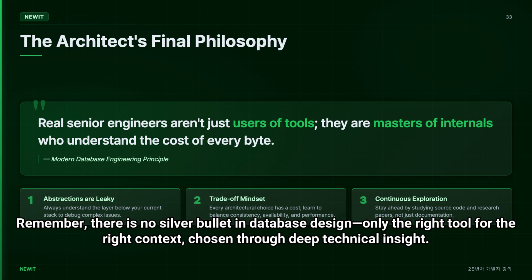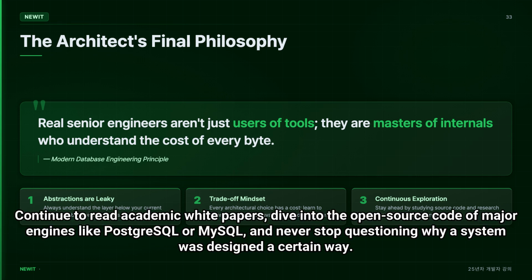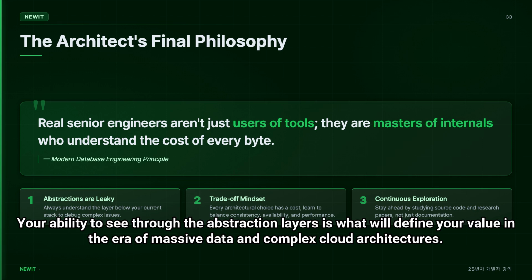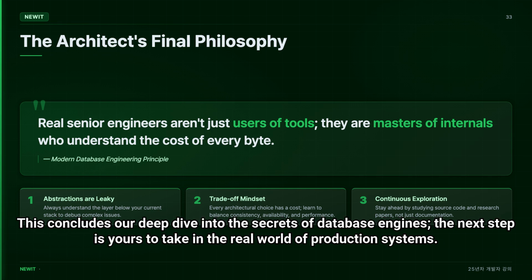Remember, there is no silver bullet in database design, only the right tool for the right context, chosen through deep technical insight. Continue to read academic white papers, dive into the open source code of major engines like PostgreSQL or MySQL, and never stop questioning why a system was designed a certain way. Your ability to see through the abstraction layers is what will define your value in the era of massive data and complex cloud architectures. This concludes our deep dive into the secrets of database engines.